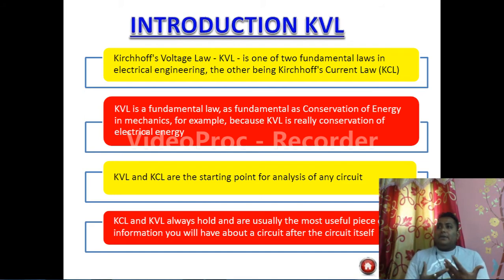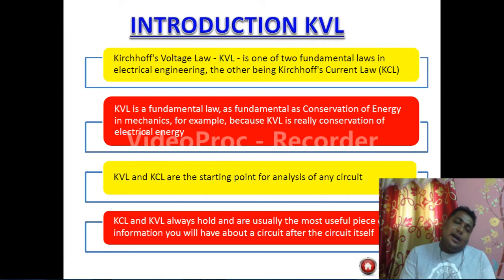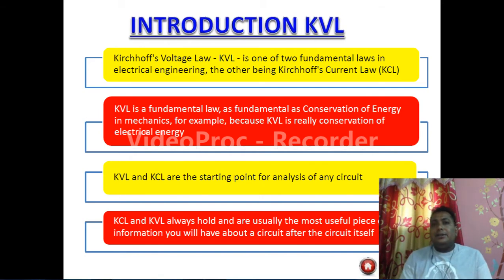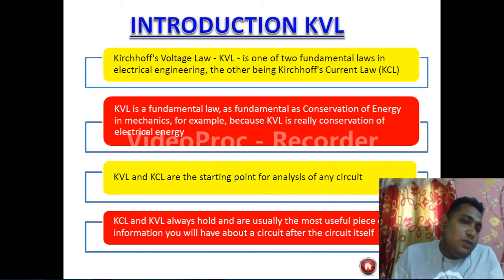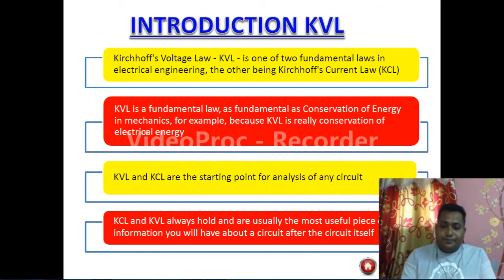That means what is told over here? That means this KVL and KCL are the basic laws for any circuit, and from these two laws we are going to get different information regarding the circuit. How many loops are there? What is the current flowing through a particular branch? What is the voltage across a particular branch? What is the total incoming current and outgoing current to a particular node? Those things can be known from these laws.